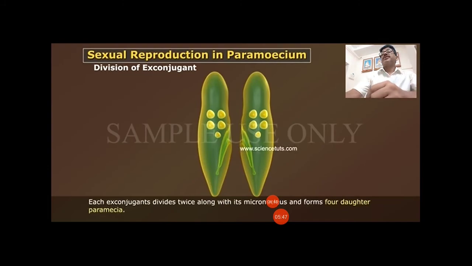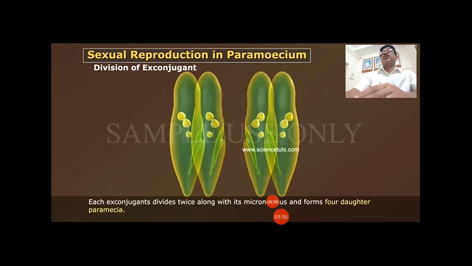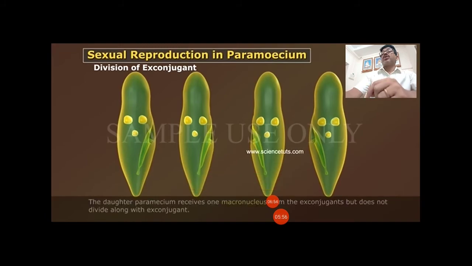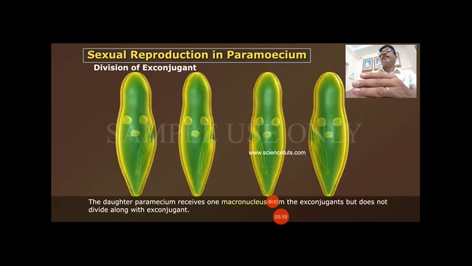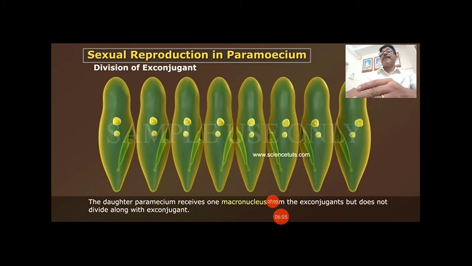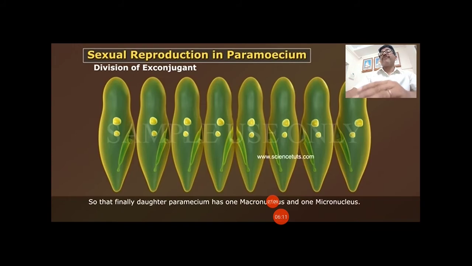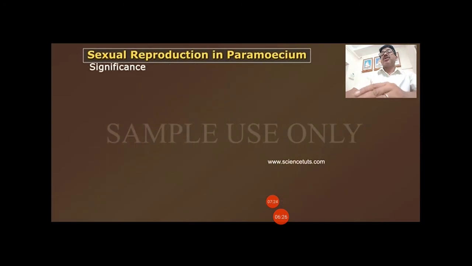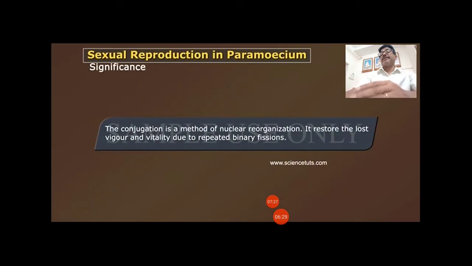Each exconjugant divides twice along with its micronucleus, forming 4 daughter Paramoecium, and each Paramoecium again divides, by which they form 8 Paramoecium, each consisting of 1 macronucleus and 1 micronucleus. In this way, 2 Paramoecium form 8 daughter Paramoecium. 8 daughter Paramoecium consist of 1 macronucleus and 1 micronucleus.